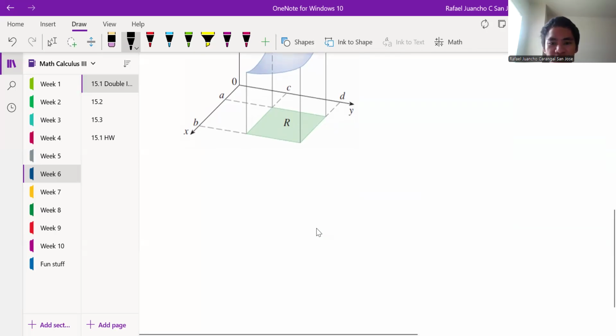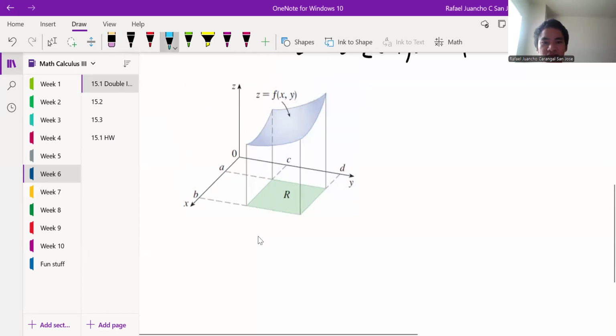What else can we say? Our goal is to find the volume S. So we want to find the volume of this thing. How do we do that?